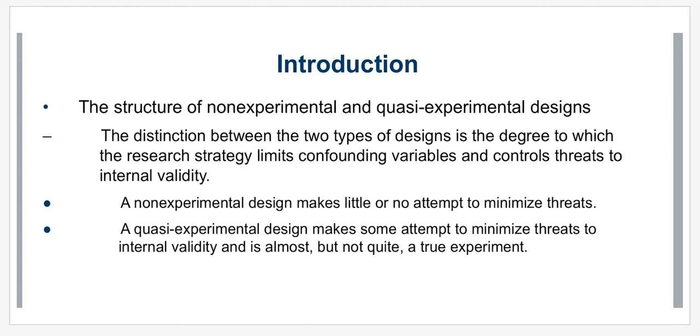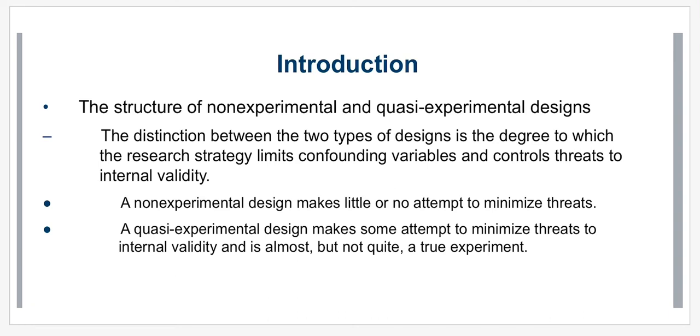So here on the slide, it talks about how the structure of the two, again, is very similar to an experiment, but as far as distinguishing between non-experimental and quasi-experimental, it really boils down to whether or not they are making efforts to limit the confounding variables or those threats to internal validity. So remember, like we just talked about, with these two designs, there's going to be some element of a confounding variable or a threat to internal validity that cannot be changed. And that's what makes it non-experimental or quasi-experimental.